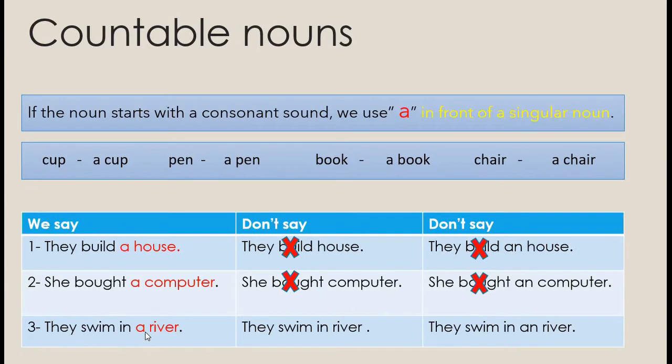They swim in a river. River, singular noun. We have to use a before it. They swim in river. This is wrong. We could not say that. They swim in an river. Also, we could not use an before a singular noun that starts with a consonant. And this is also wrong.